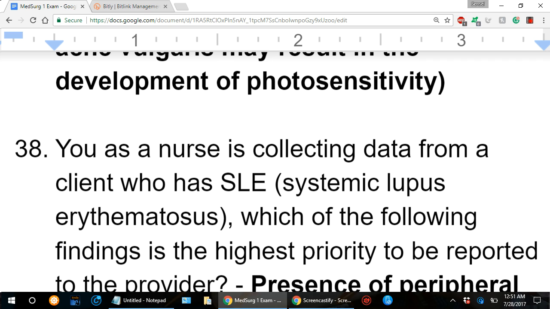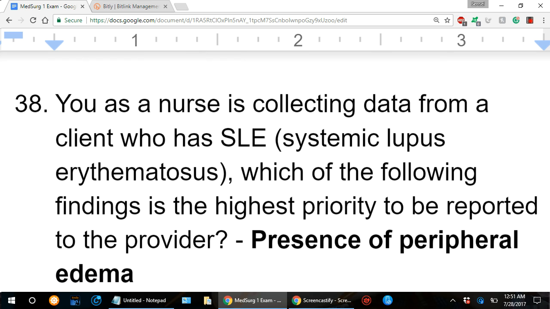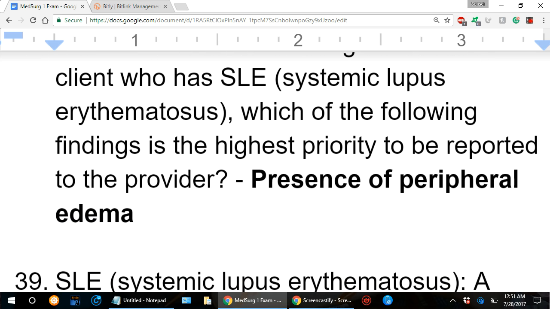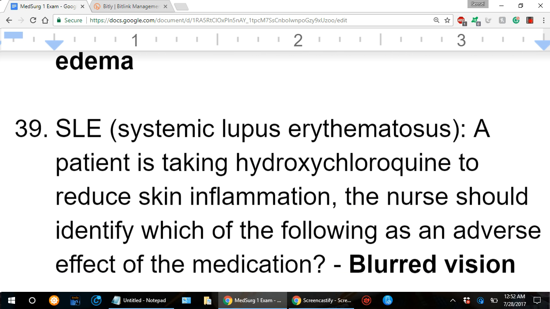You, as a nurse, are collecting data from a client who has SLE, or systemic lupus erythematosus. Which of the following findings is the highest priority to be reported to the provider? The answer is presence of peripheral edema.